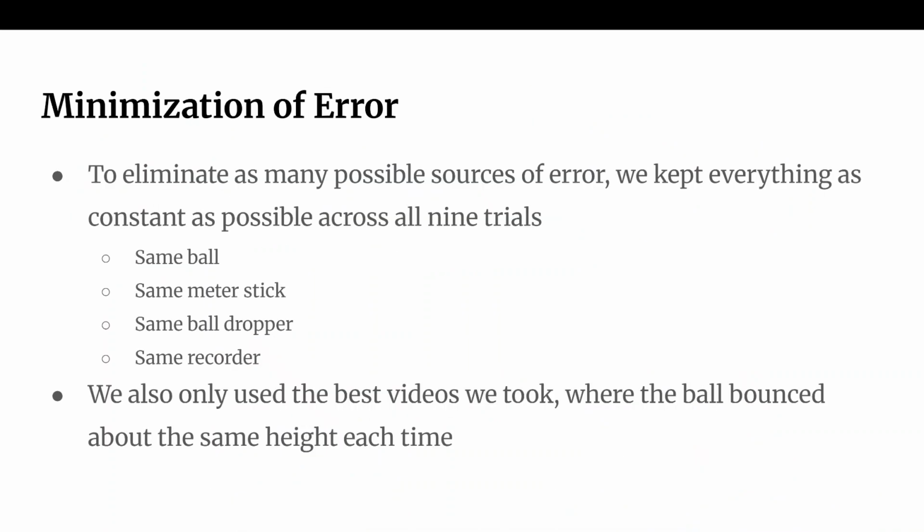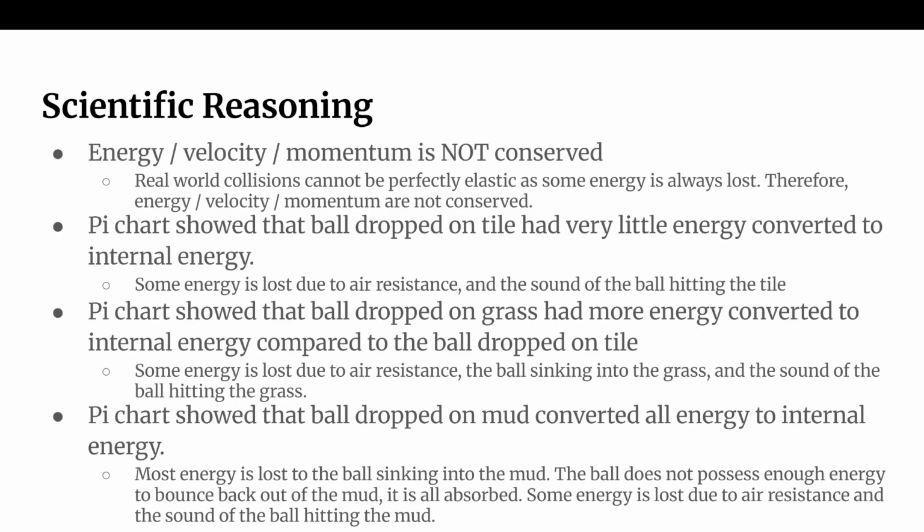So to minimize error, we tried to keep everything as constant as we could between all 9 trials. So we used the same ball and meter stick, and then we had the same person drop the ball and the same person record every time. We also only used the best videos, which were the ones where the ball bounced to about the same height every time. So throughout all of this, energy, velocity, and momentum was not conserved.